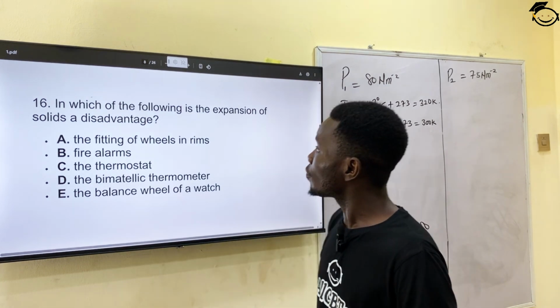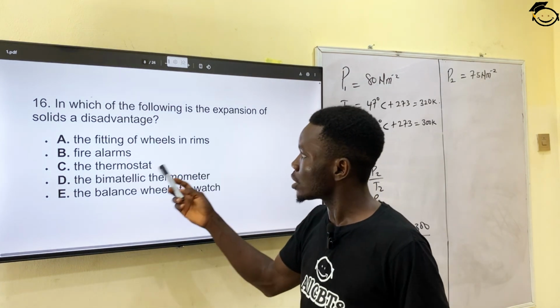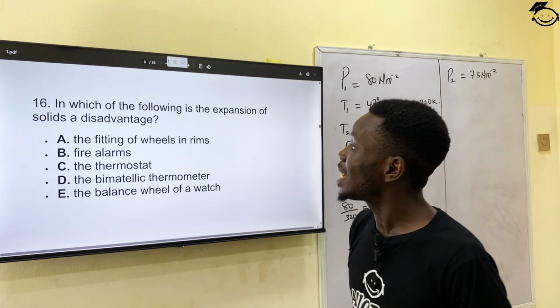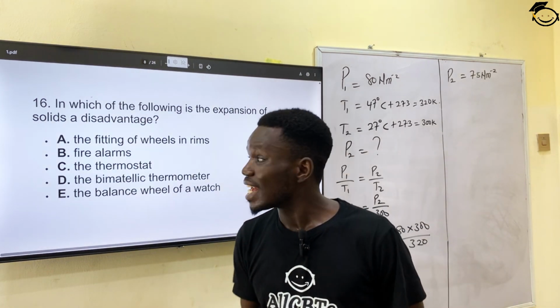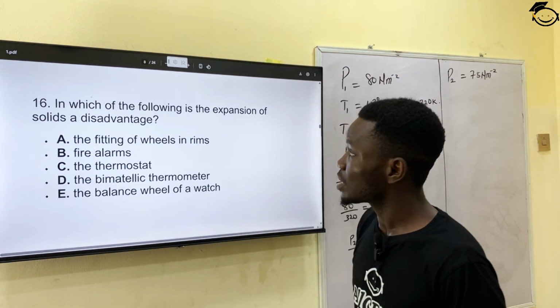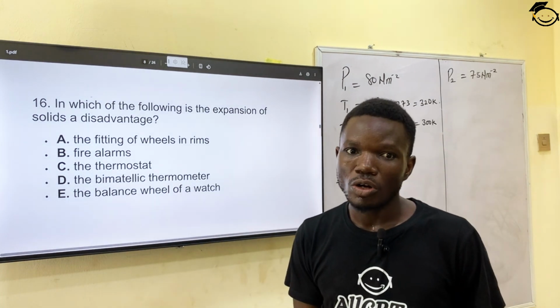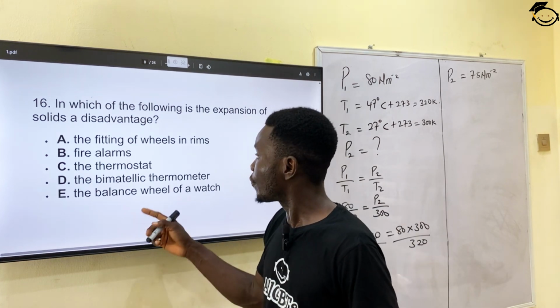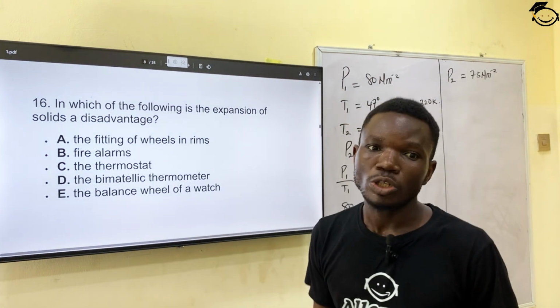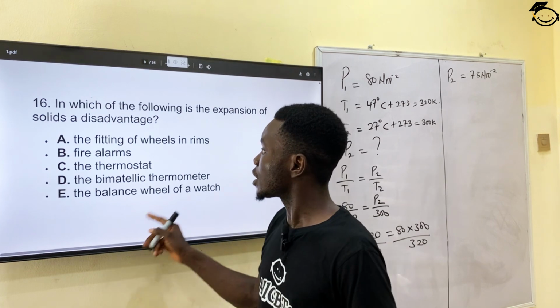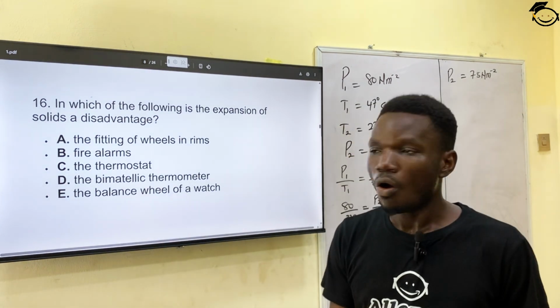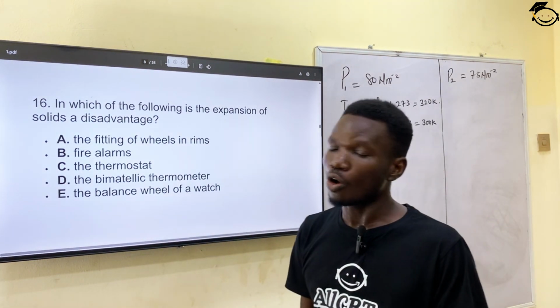Now, in all of these, in the fitting of wheels, in fire alarms, in the thermostat, and in the bimetallic strip thermometer, these are all advantages of the expansion of solid, except in the balance wheel of a watch, because precision is needed, and if the wheel expands, the watch will not measure the accurate time. So it is a disadvantage in the balance wheel of a watch, which is option E.